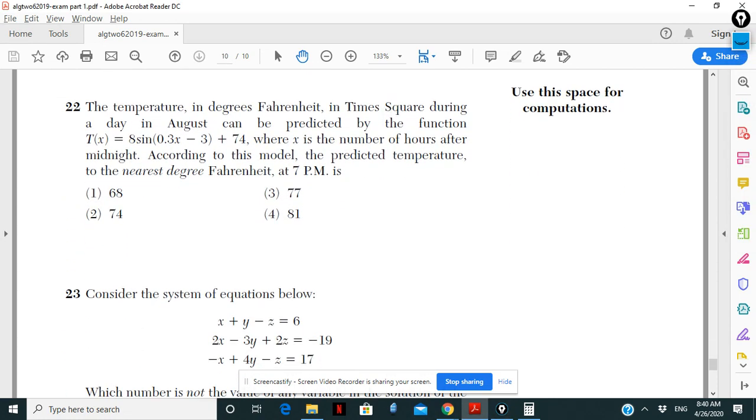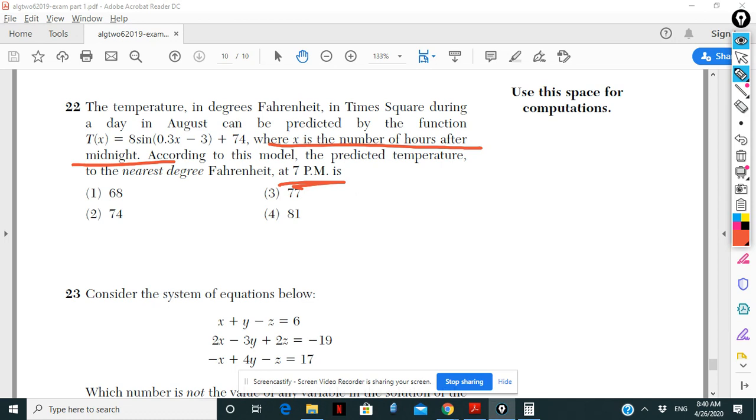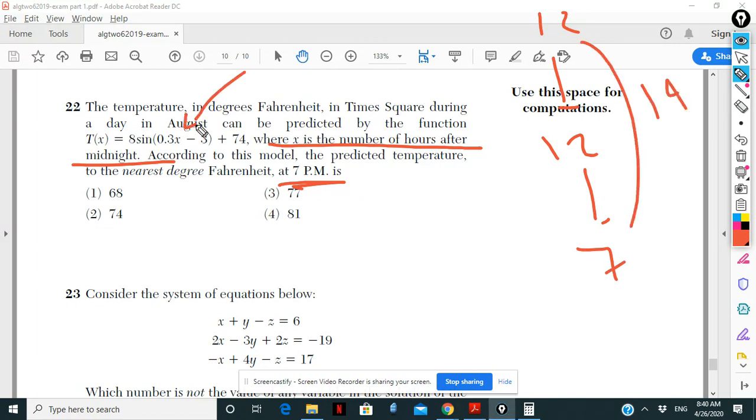Now for the 4, I use the values for the x's. Question number 22. Here it's an easy one to plug in, but there is a trick. It's taking the temperature in degrees Fahrenheit, where x is the number of hours after midnight. He's asking about 7 p.m. So after midnight, I have 12 hours, and I have another 7. So the total is 19 hours. So the x value is 19.